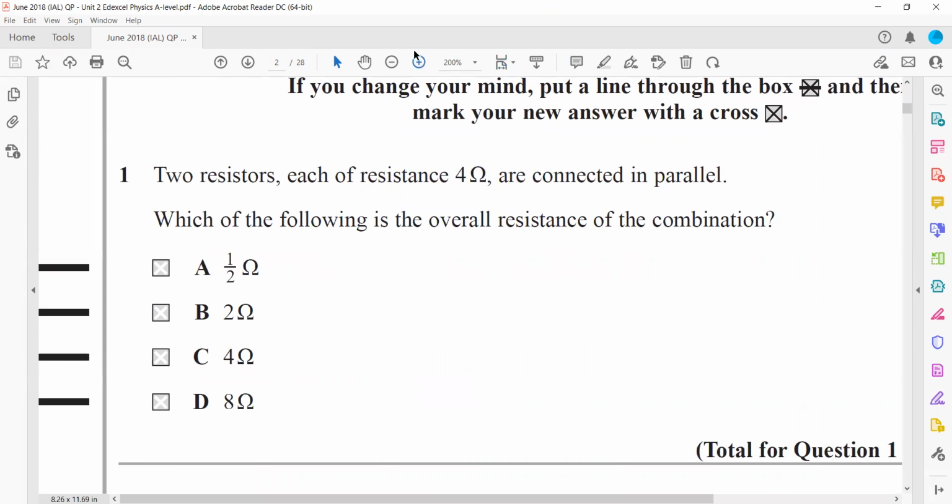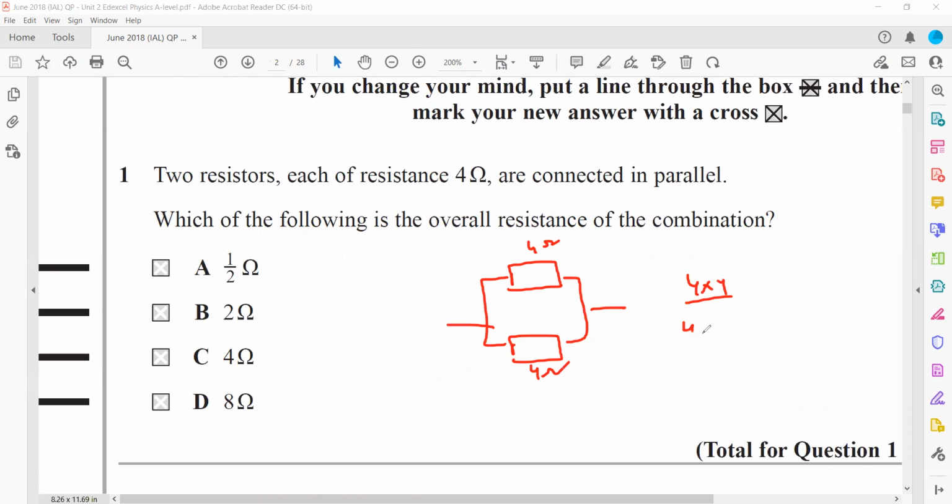Resistors of 4 ohm are connected in parallel. Whenever two resistors are in parallel, if you want to find the combined resistance, the formula is the product divided by sum. So 4 multiplied by 4 divided by 4 plus 4. So it will be 16 divided by 8, which is equal to 2 ohm.